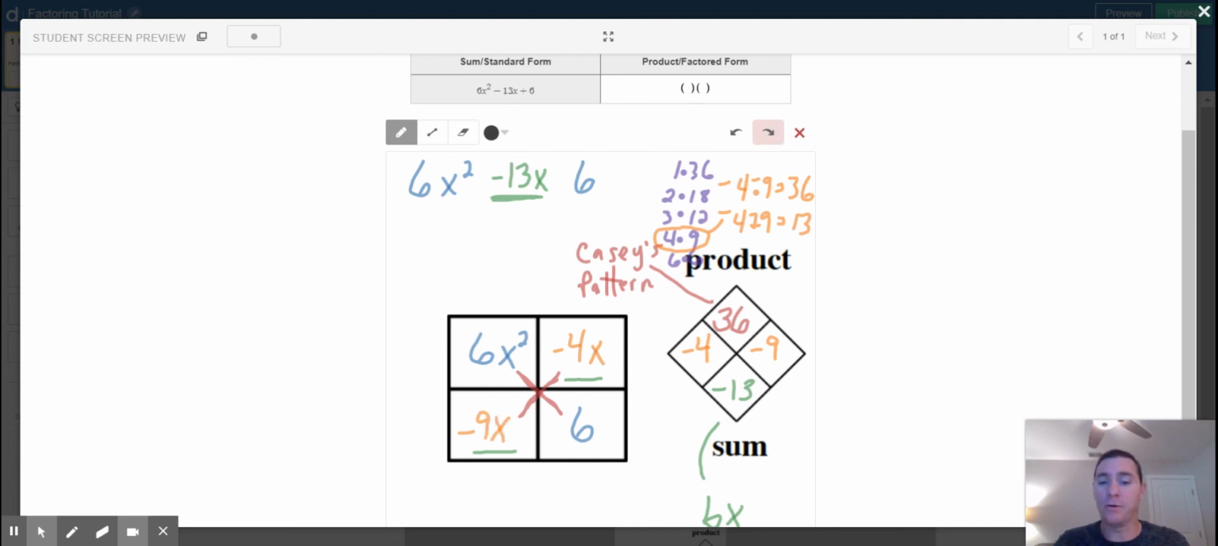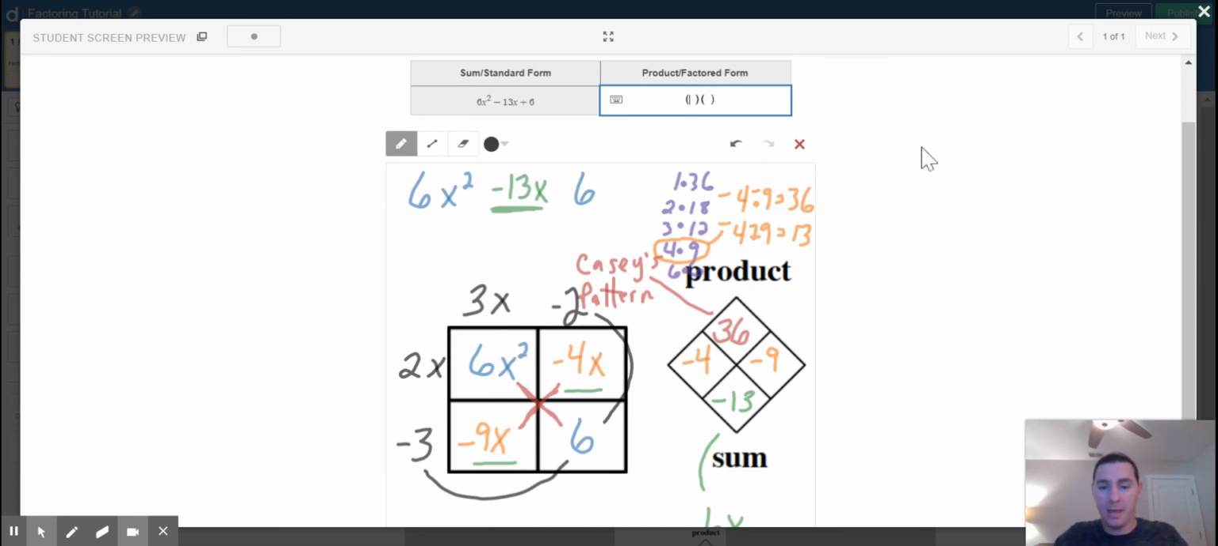Now that we've got our area model complete, we just have to figure out the outside. I start here with the 6x squared, and 6x squared can be 6x times 1x, but I don't want that because 6 doesn't go into the 4 or the negative 9. And so I go with 3x times 2x, because 3x goes into negative 9x negative 3 times, and 2x goes into negative 4x negative 2 times. And just to make sure everything works out, I multiply negative 2 times negative 3, which gives 6, and everything is all gravy. So we come back here. Our factored form is 3x minus 2 times 2x minus 3.